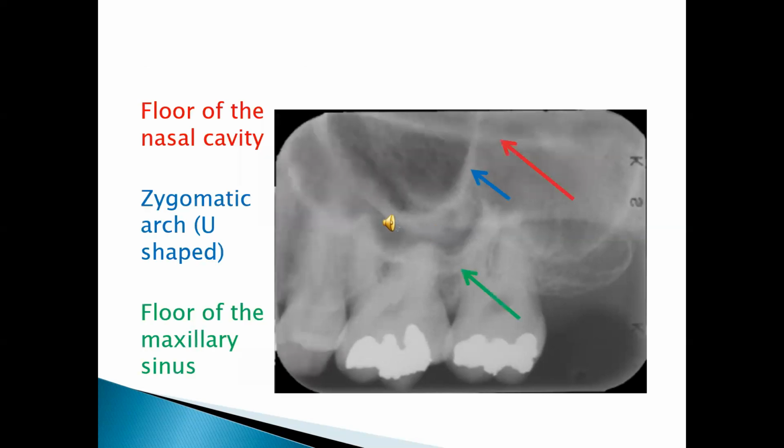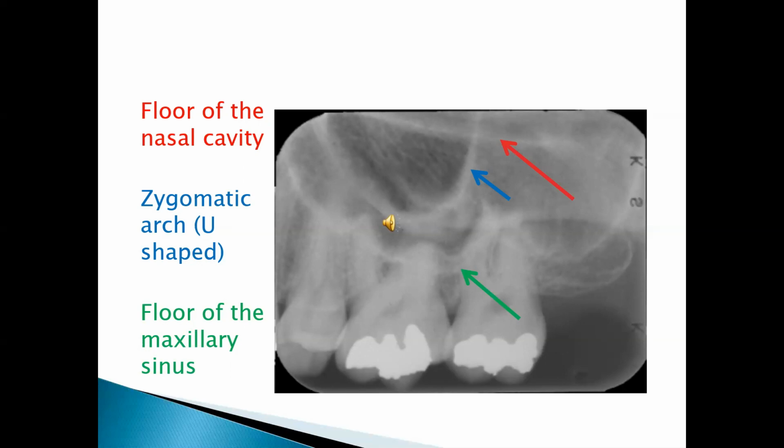To make things simple, we have color-coded the landmark. The first landmark, let us start from the top. The first landmark, depicted by the reddish arrow, is the floor of the nasal cavity. The floor of the nasal cavity is usually linear and does not show any form of scalloping or any sort of curvature. Just below it is a U-shaped radio-opaque landmark, which is the zygomatic arch. Remember, typically a zygomatic arch will have a U shape.